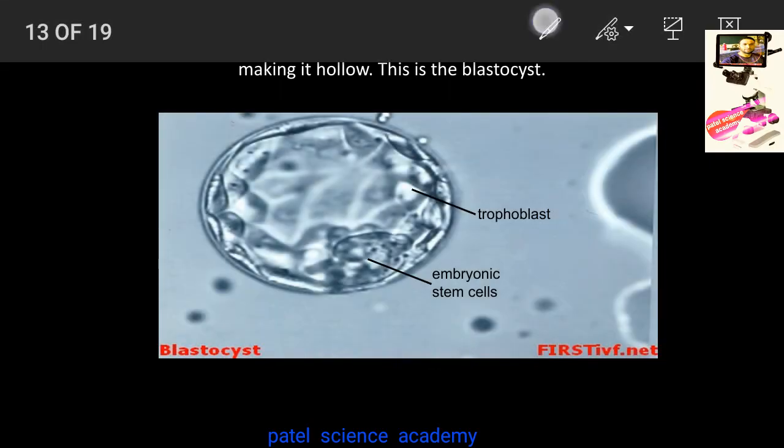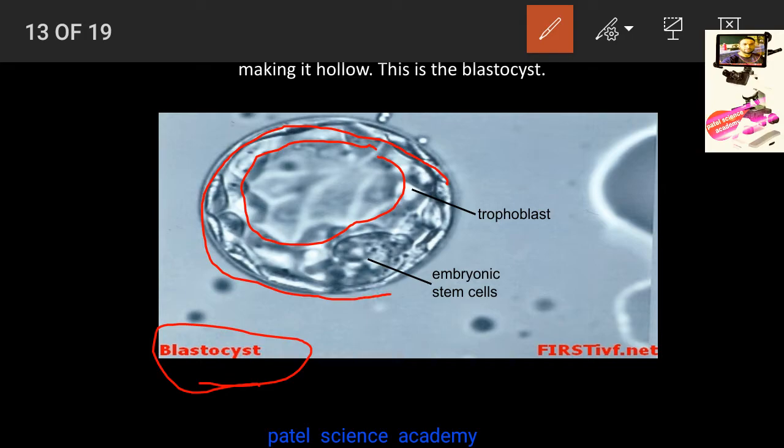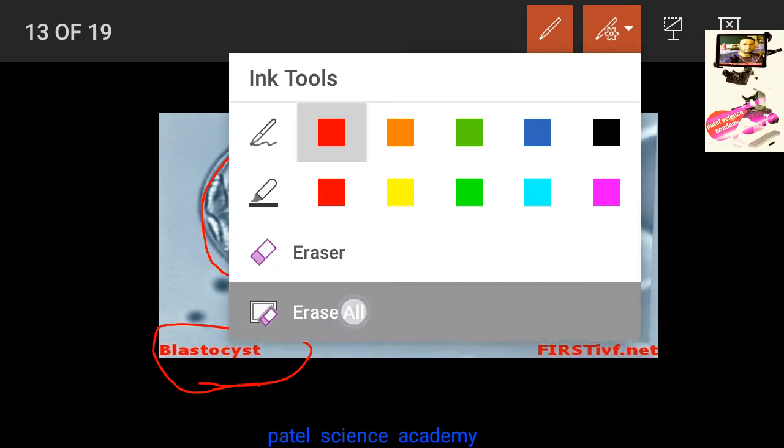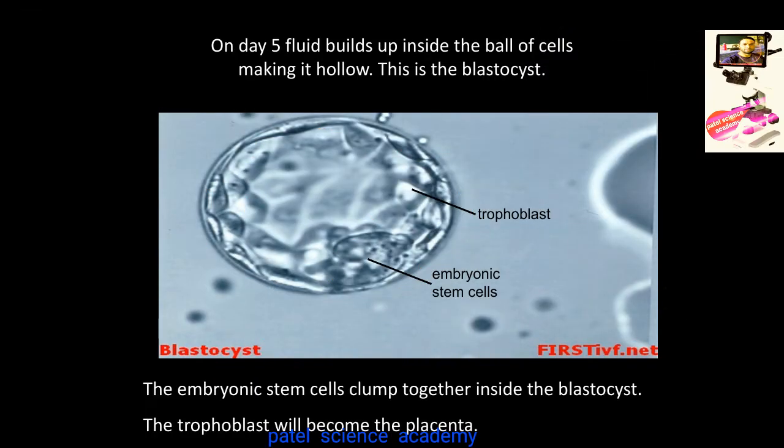So in this structure you can see now it is going to be converted into this blastocyst. Morula is going to be converted into blastocyst because one hollow space appears here, and the trophoblast cells assume the location of the trophoblast at the border, and these embryonic stem cells appear at one point in this structure. So this structure is called blastocyst.